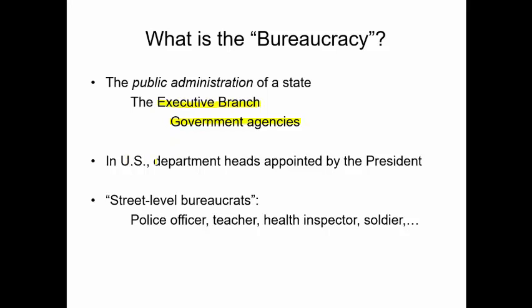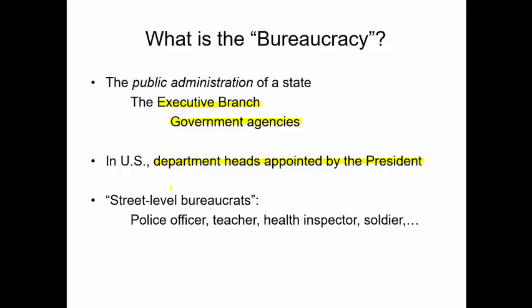Now, in the United States, these department heads are appointed by the president. Of course, they have to be approved by the Senate. But bureaucrats typically has a negative connotation, as we'll see here in a minute. But bureaucrats are the people that work for government, generally.